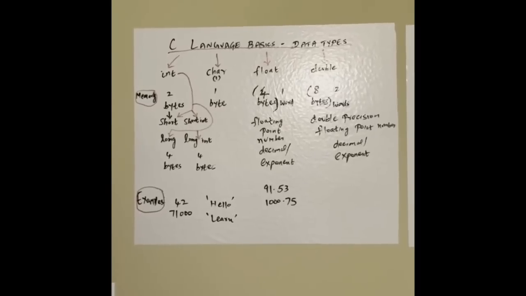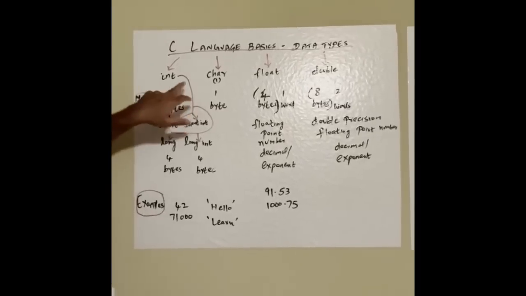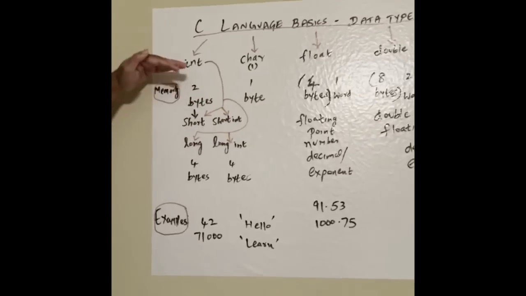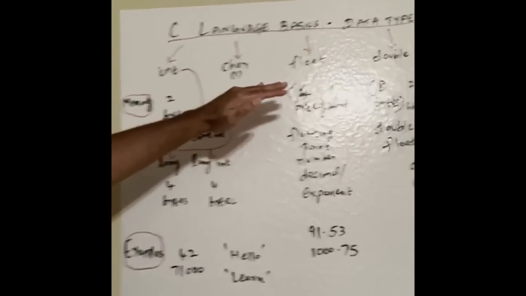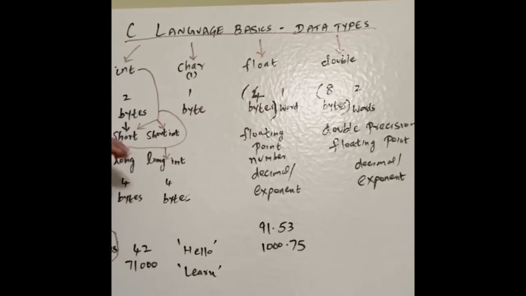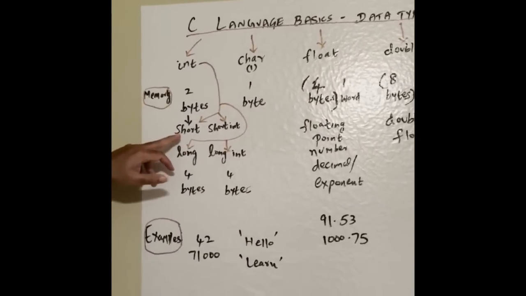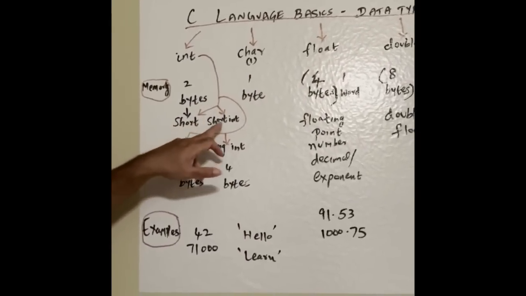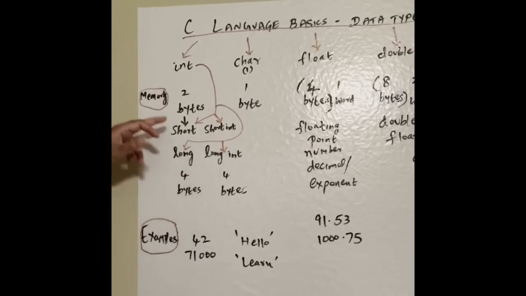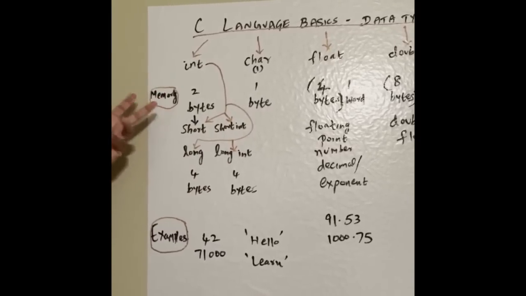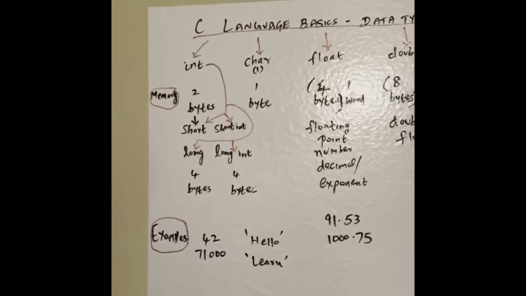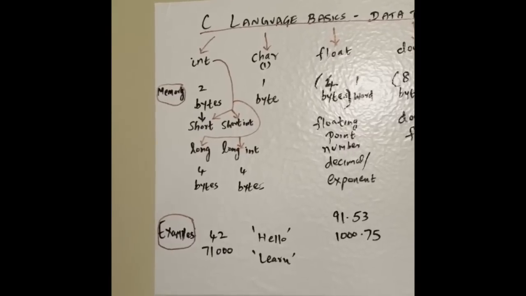We are continuing with data types. These are the standard data types, for example integer, character, float, double. For integer, there are two types: short int, long int. What are the data types? Meaning you want to define some value in a variable, like numbers or strings.